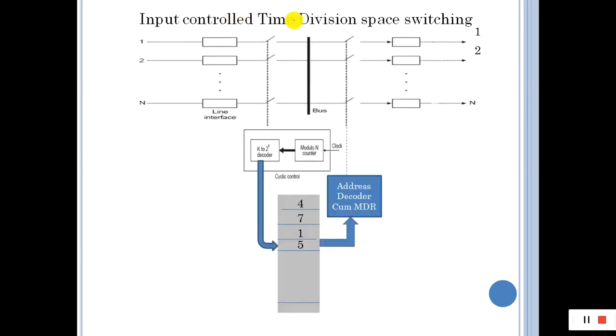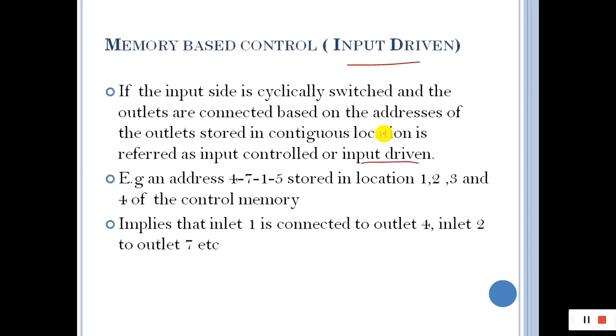This is the input control time division switching. What happened, as per the definition, we can analyze that memory is introduced at the input side. This memory actually has the address of the output, that is, which inlet should be transferred to which outlet. So in advance we know the occupancy of the inlet and outlet.